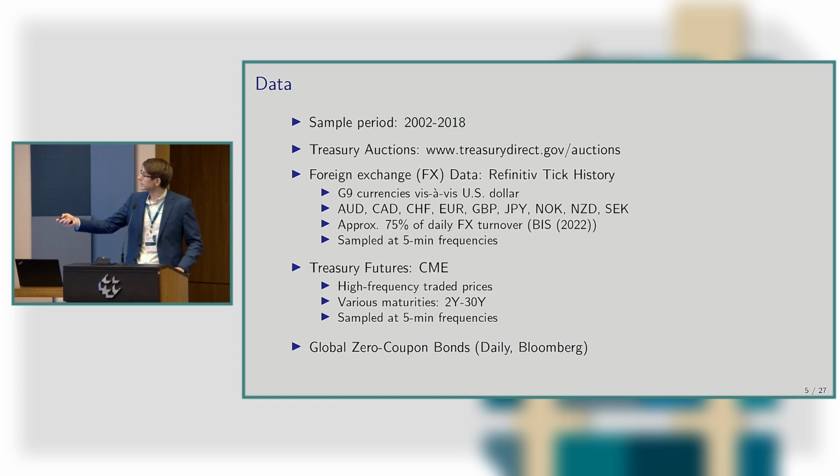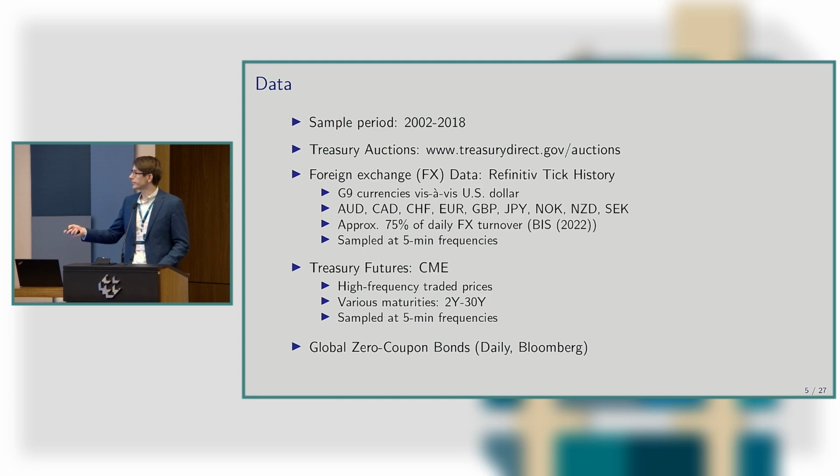So we rely on tick data from Refinitiv for the G9 currencies: Australian dollar, Canadian dollar, Swiss franc, euro, pound, Japanese yen, Norwegian krona, New Zealand dollar, and Swedish krona, which in aggregate represent about 75% of total trading volume. So they represent a huge part of the market. We take that tick data, clean it, and sample it at the 5-minute frequency to get rid of the usual market microstructure noise you might be concerned about when working with high-frequency data.